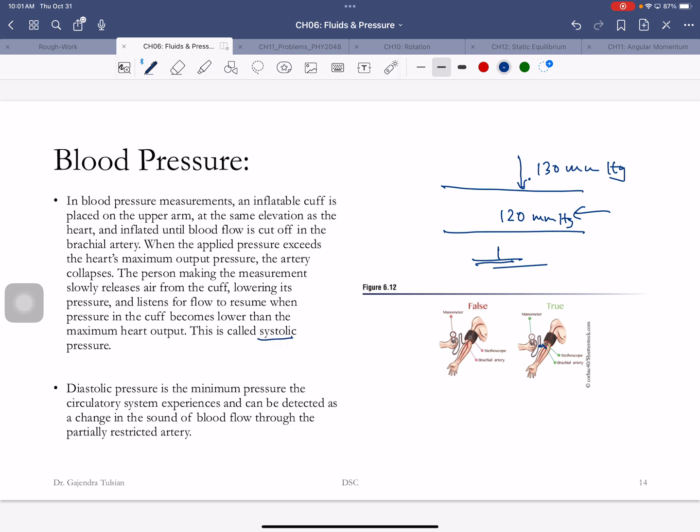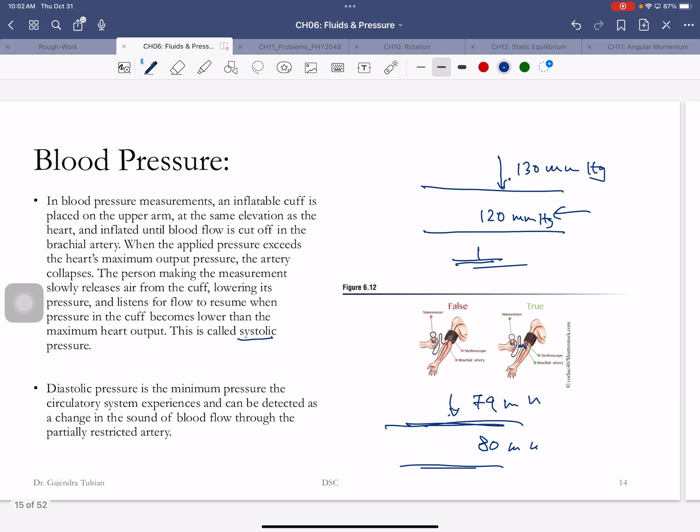That gives you the systolic pressure. Okay? And you guys following this? And the minimum pressure is 80 millimeters of mercury. When the pressure decreases to 79 millimeters of mercury, the blood vessel is completely expanded and flow is completely normal. And so you hear that as a change in sound as well. So that's how blood pressure is measured.